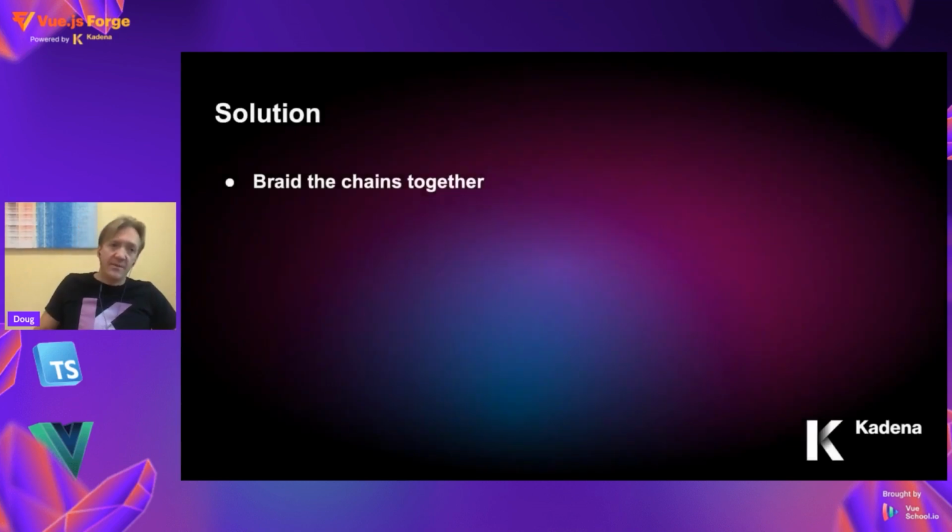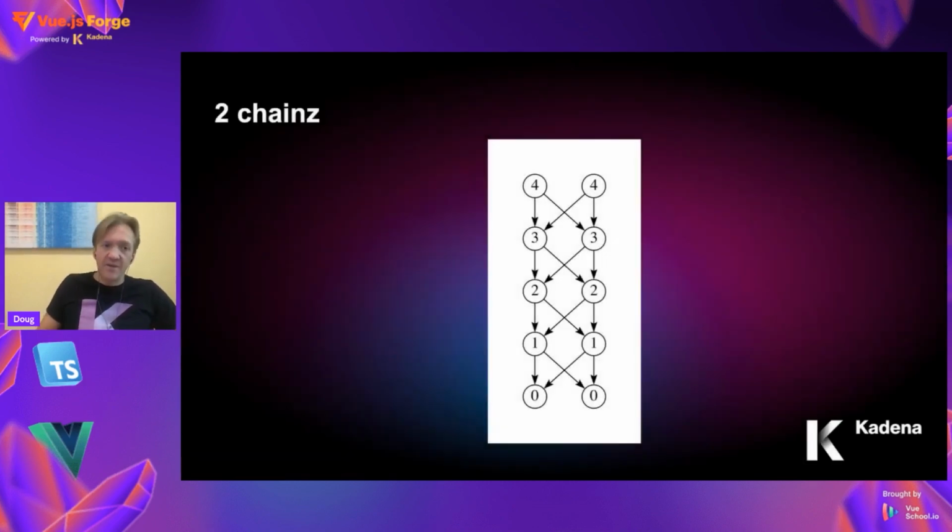Well, we can do something about these issues, and that is what Kadena has done. And the solution is to braid the chains together. So if we only had 2 chains, this is really how it would look. Each chain, instead of only being connected to itself, would also be connected to the other chain, kind of like it contains the hash of the previous block and the hash of the previous block on the other chain.